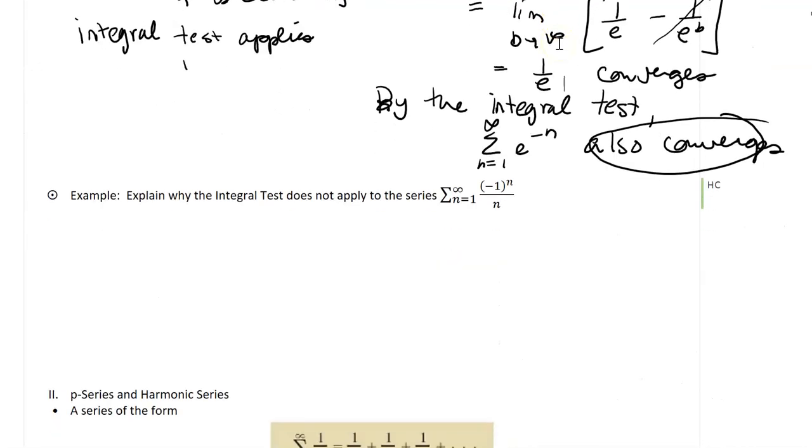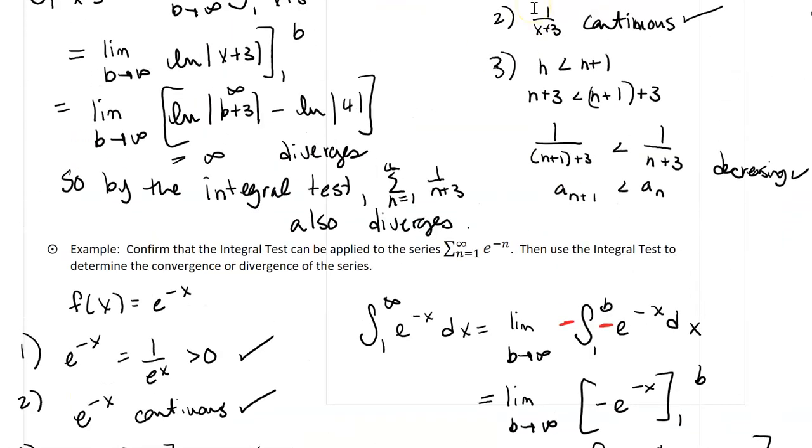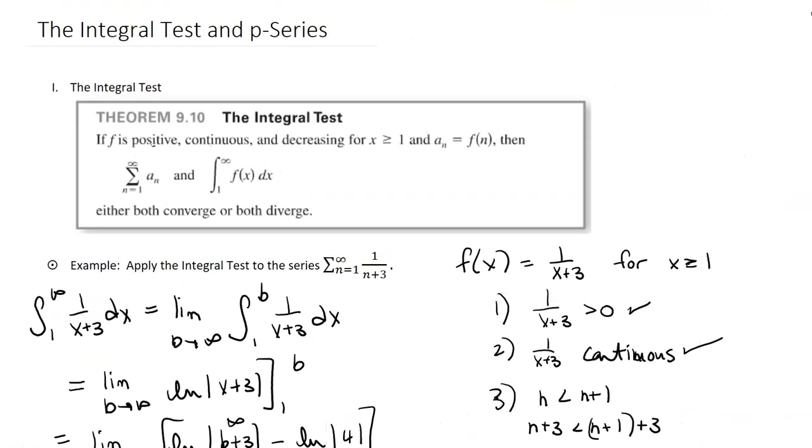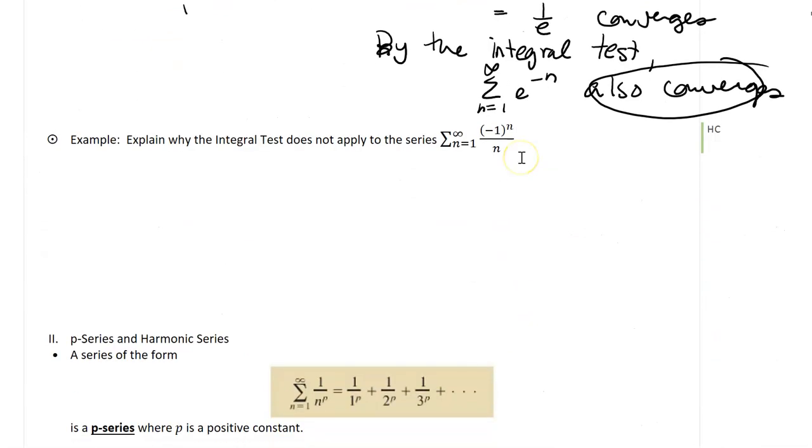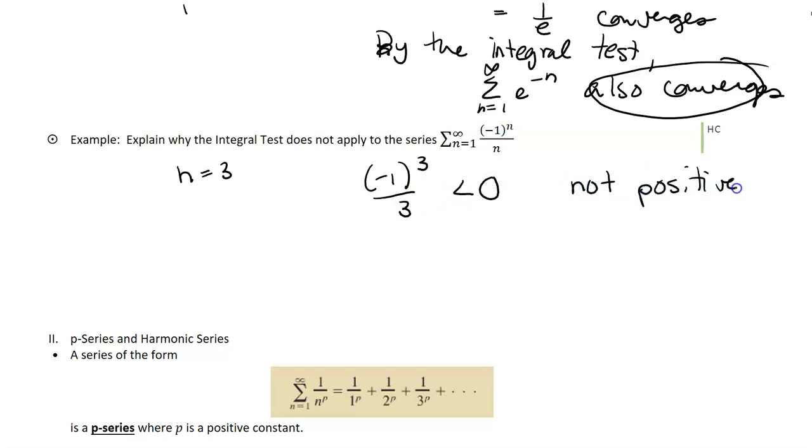Okay, this example says explain why the integral test does not apply to the series from 1 to infinity of negative 1 to the n over n. So you remember that for all x greater than or equal to 1, f has to be positive, continuous, and decreasing. So if I were to allow, for example, n equals 3, negative 1 cubed divided by 3 is less than 0, so it's not positive. So we cannot use the integral test because it's not always positive. If it breaks any one of those 3 rules, you can't use it.